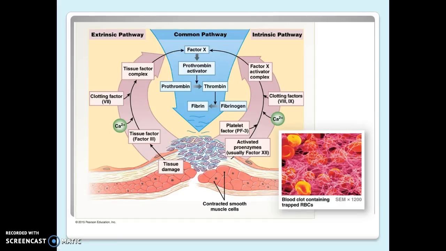Remember, in positive feedback mechanisms, as one thing increases, the next thing increases. So as platelet factor is released, it's going to cause more fibrin, which will cause more platelet factor, which will cause more fibrin, and it just goes round and round in circles. We need to control this blood clotting, and we use anticoagulants.